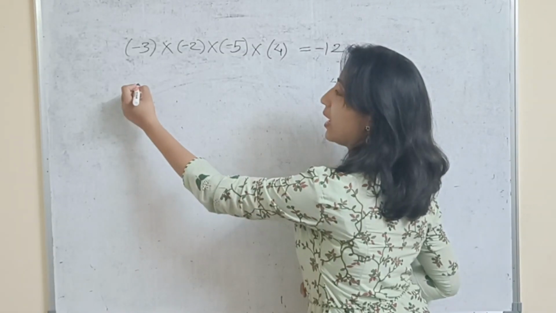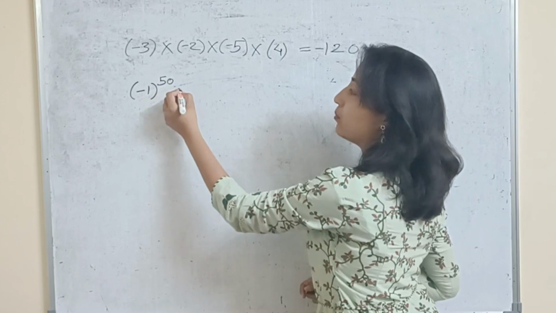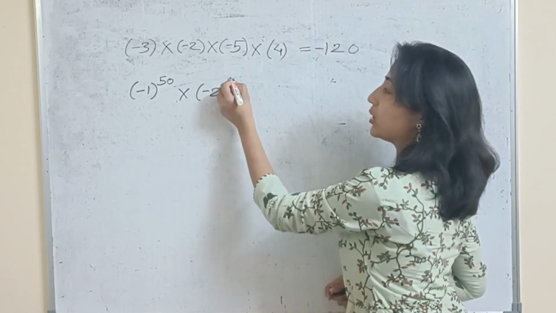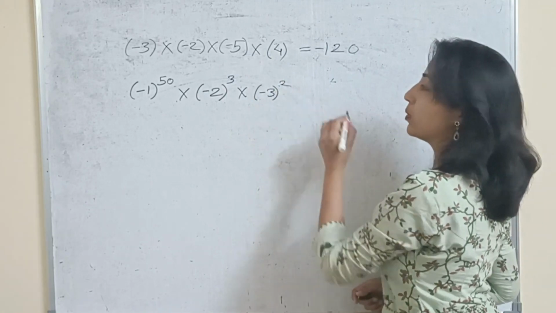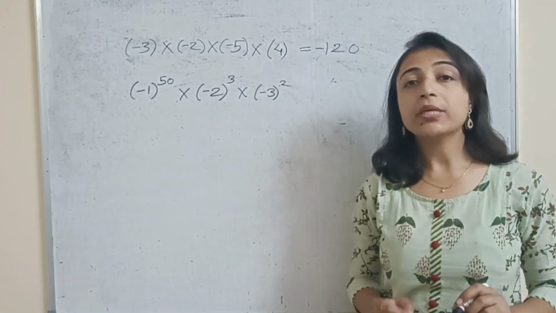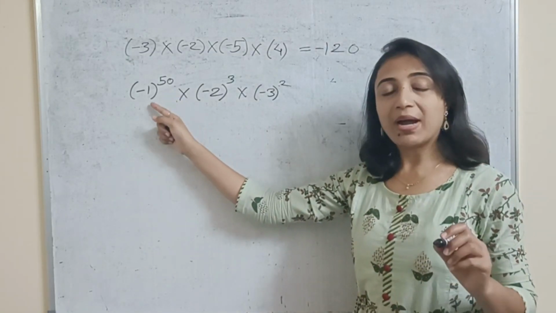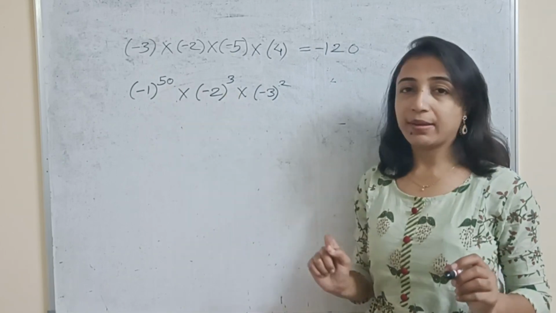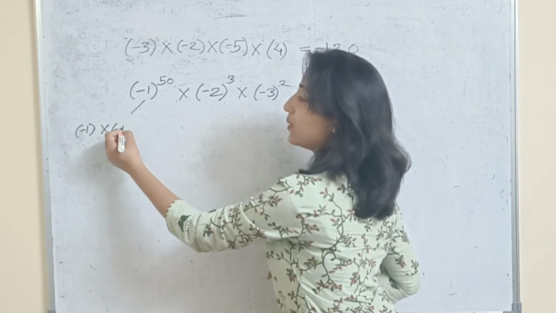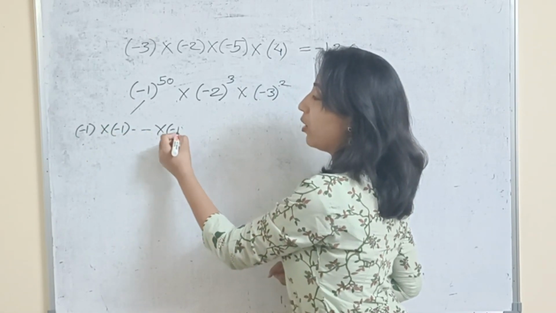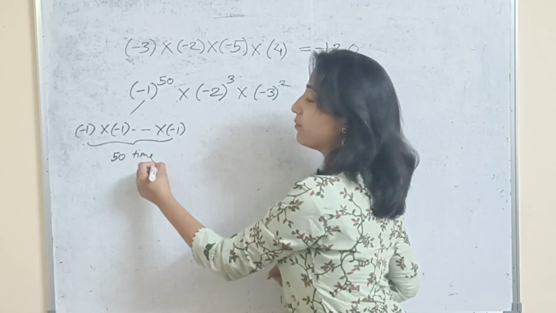If instead of this I write, let's suppose, minus 1 raised to the power 50 multiplied by minus 2 raised to the power 3 multiplied by minus 3 raised to the power 2. Now solve this. Here the power is nothing but the product of the number that many times. So you have to take the product of minus 1, 50 times. So minus 1 multiplied by minus 1, multiplied up to minus 1. How many times do you have to take the product? 50 times, because the power is 50.